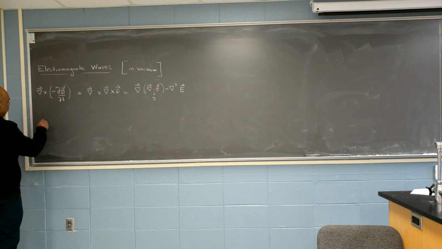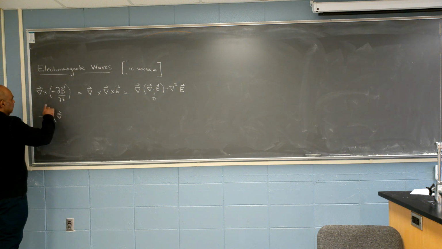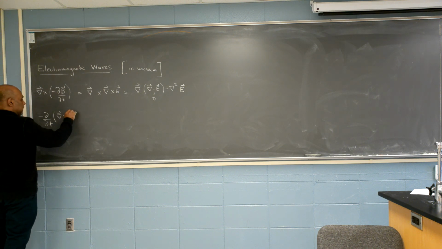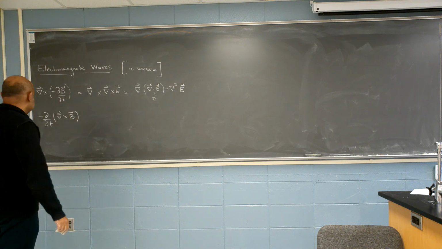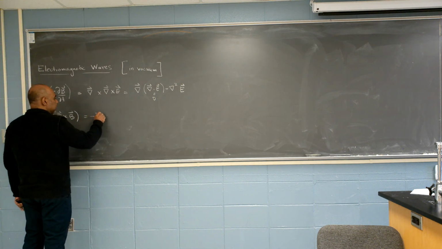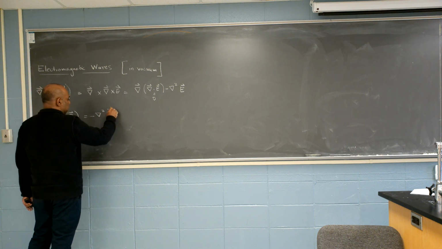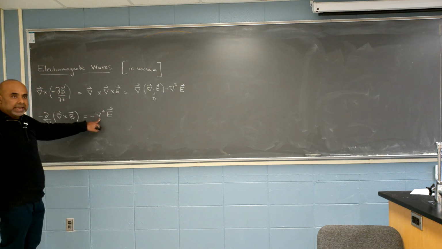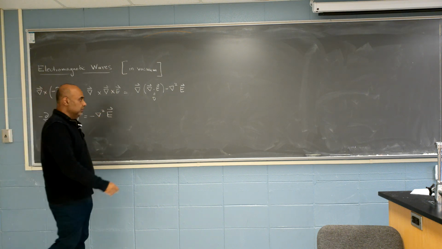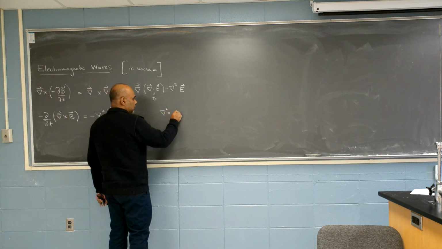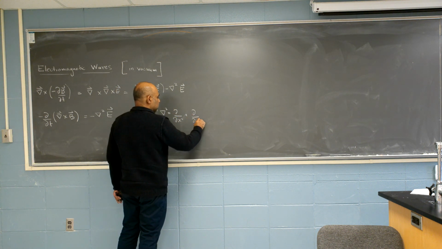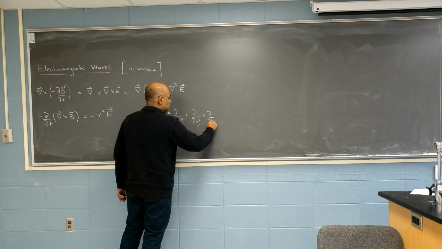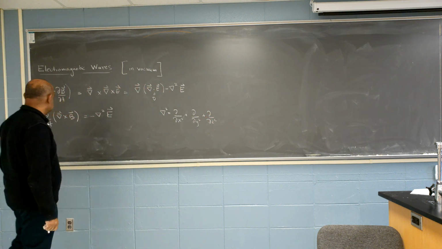So then I can do minus d/dt of curl of B. Why is divergence of E 0? There's no rho. Good. Divergence of E equals 0, so we get negative del squared E. Now, remember this is a scalar operator. This is what makes it a vector. Del squared, in Cartesian, which is easy to write. Yeah, that's what it is.